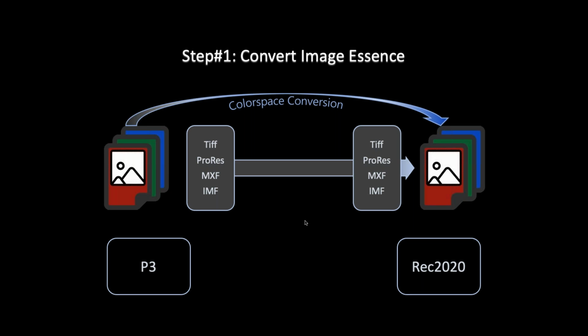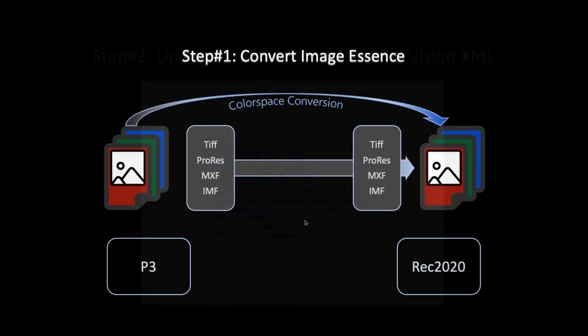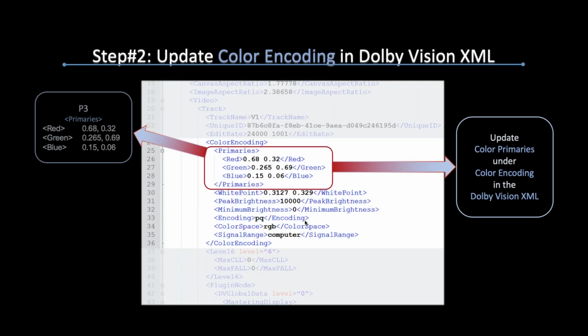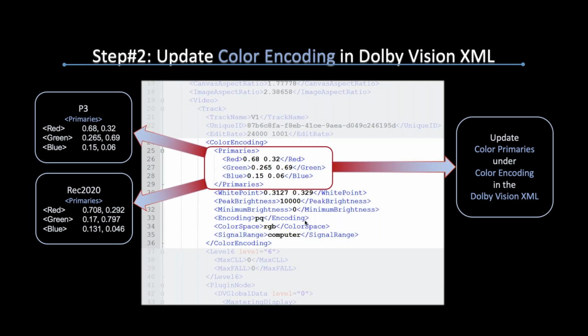And once you've converted your images, the next thing that you have to be mindful about is that you also have to make a change inside the XML. Now, inside the Dolby Vision XML, there is a section called color encoding, and the first part of that has a set of primaries. These primaries have to match your render. So if you remember, the Dolby Vision master or the Dolby Vision deliverable, the principal deliverable is an image sequence or an image component plus the XML.